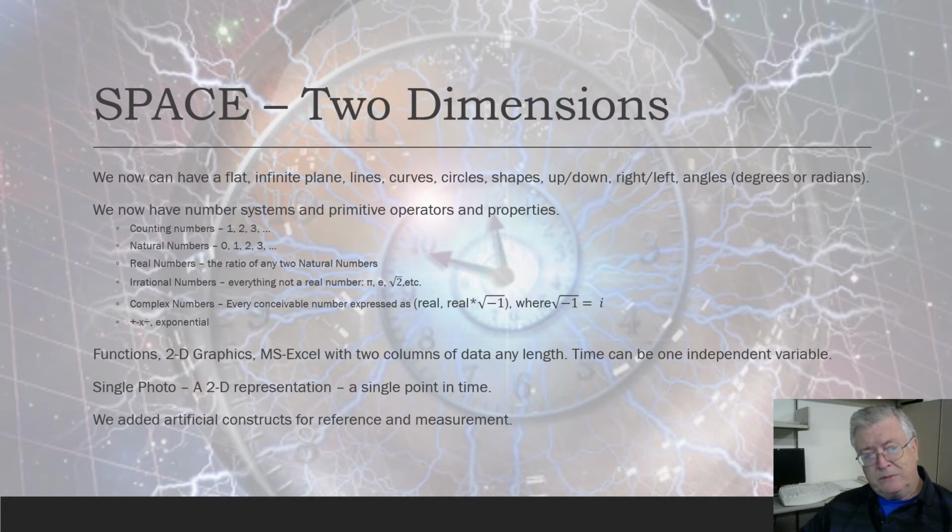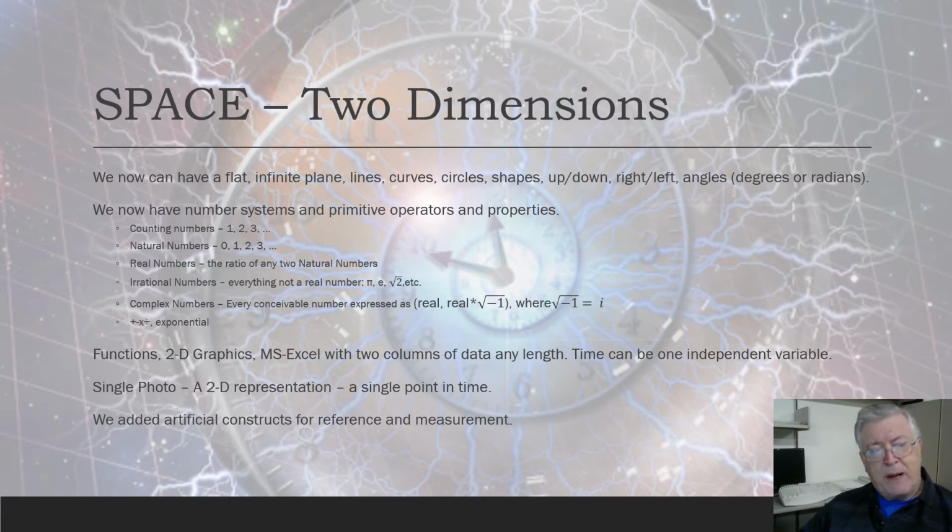Irrational numbers are everything that's not a real number. And by that I mean not in the set of real numbers. I don't mean they're not real. So we have pi, e, some of you may know what e is, square root of 2. There's lots of real numbers. In fact, an infinite number of real numbers.